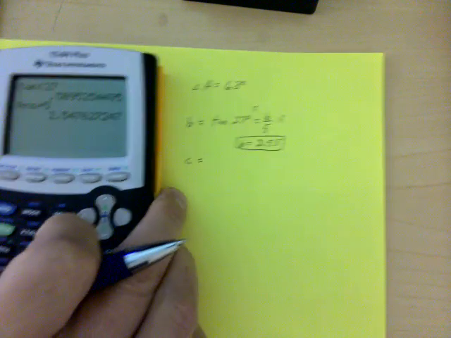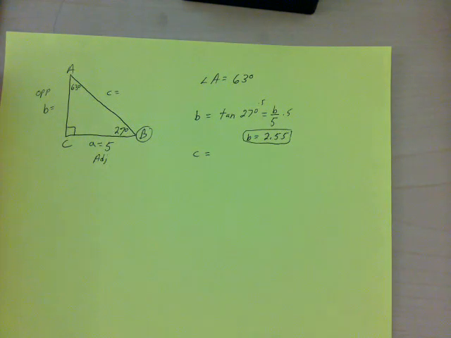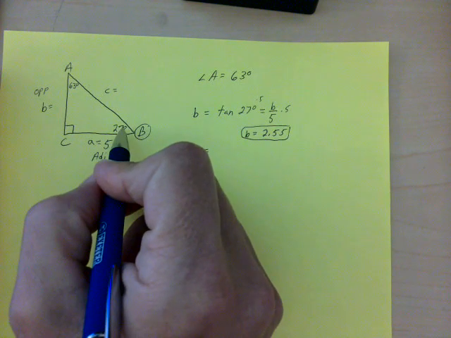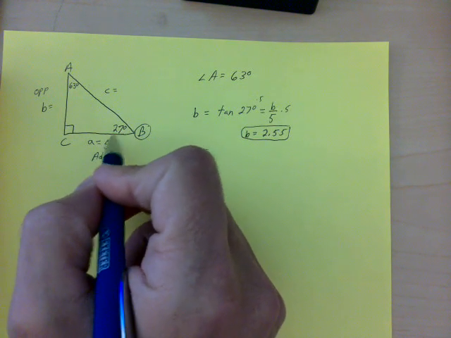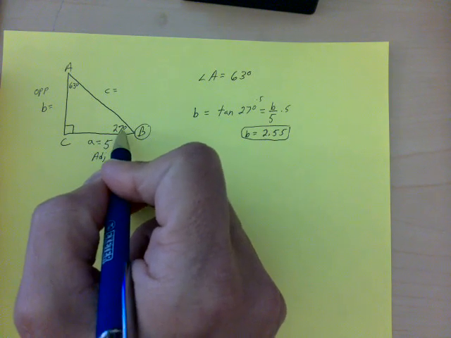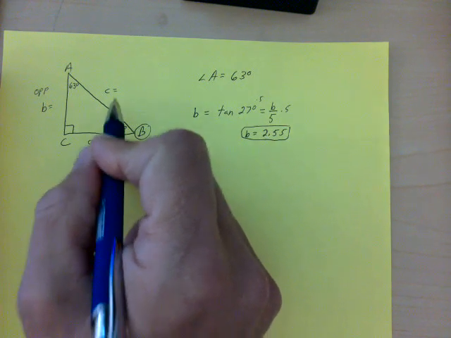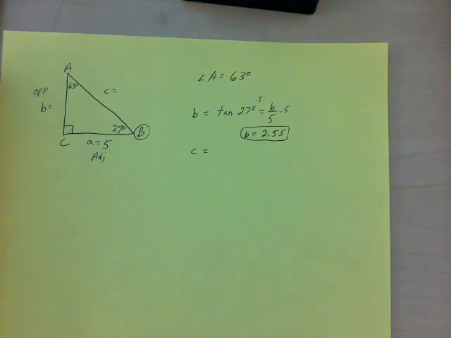Okay. Well, now I don't need trig. I could use trig. I could do cosine and have my adjacent over my unknown hypotenuse, and we can solve for C. It would be a little bit harder to solve, but we have the Pythagorean theorem.